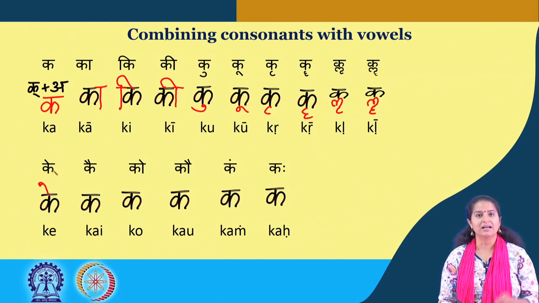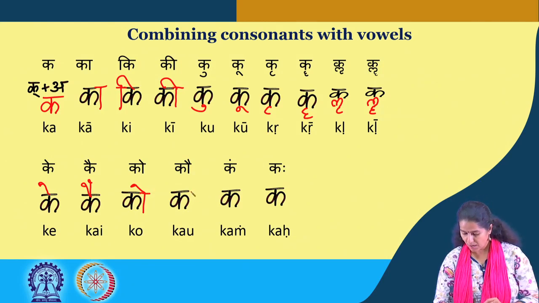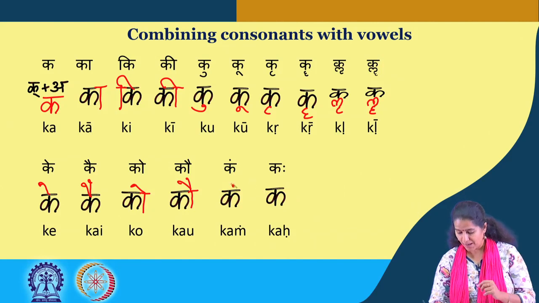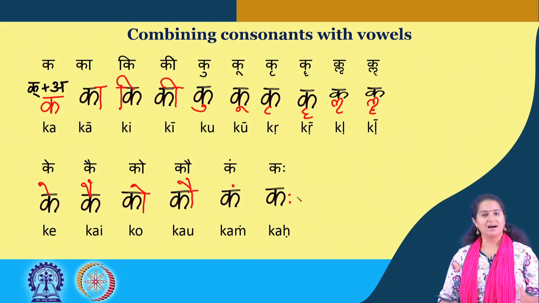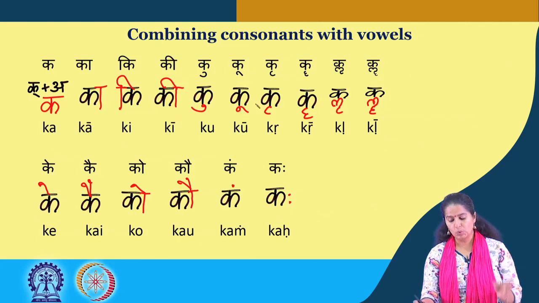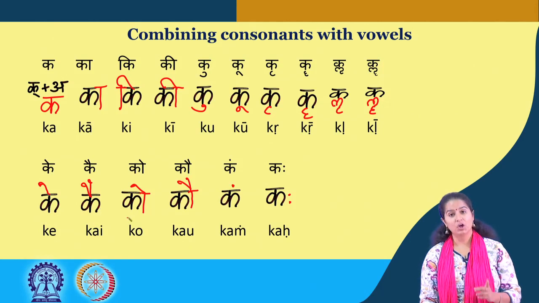But that's the klr. And then we have the ke, which is represented by a single antenna that comes on the head of the letter. Kai, double antenna. Ko is a stick and an antenna. Cow is a stick and a double antenna. Kam is the visarga, and kam is the anuswara, and kaha is the two dots beside it. So ka, ki, ku, kr, kl, ke, kai, ko, cow, kam, kaha.